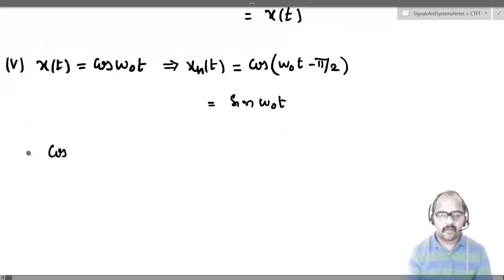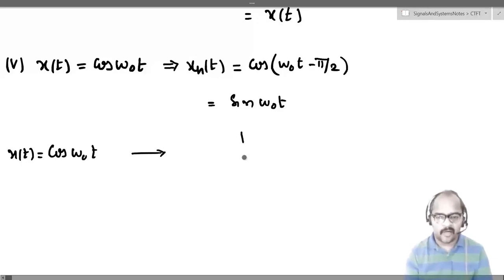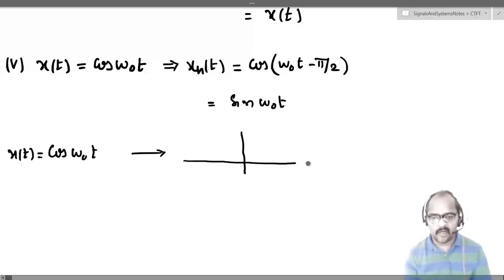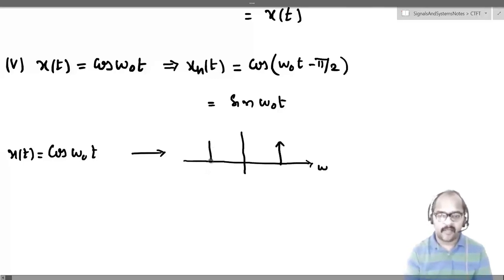So x of t equal to cos omega naught t. What will be its Fourier transform? I'll just plot the Fourier transform. You have two Dirac deltas at plus or minus omega naught, correct? With the strength of pi each. So this fellow will have a strength of pi, and this fellow also will have a strength of pi. So this is our x of j omega.